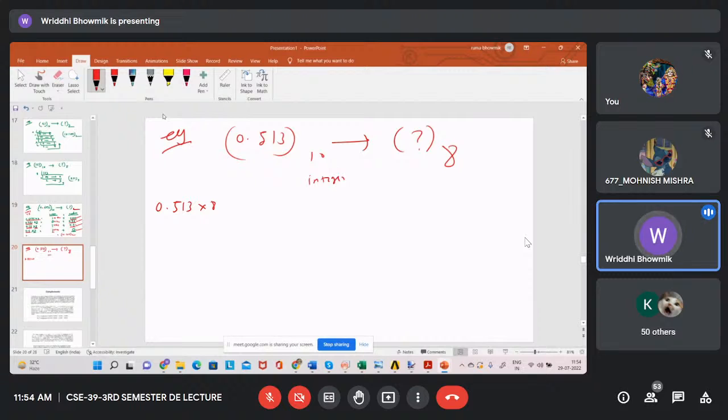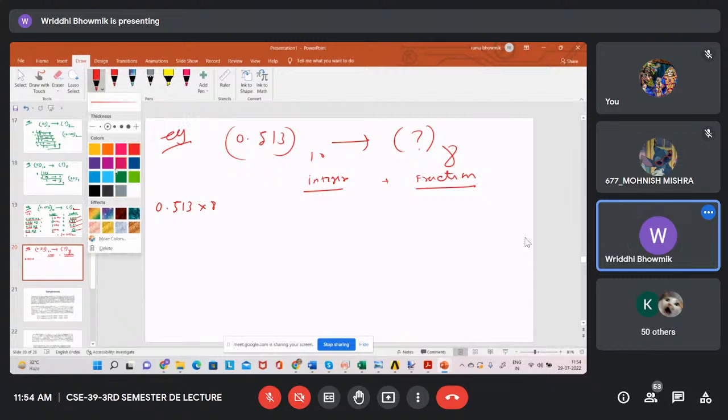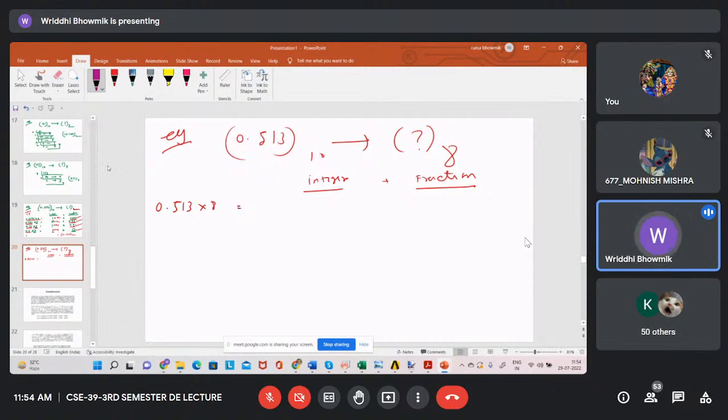You have the integer plus fraction. So that will be, I think, 4.104. So 4 is the integer and 0.104 is the fraction. The fraction part is not 0. So you will take this fraction part again, 0.104, and multiply by 8 again. So how much is it? It is, I think, 0.832, right? So the integer part is 0. The fraction is 0.832. The fraction is not 0.